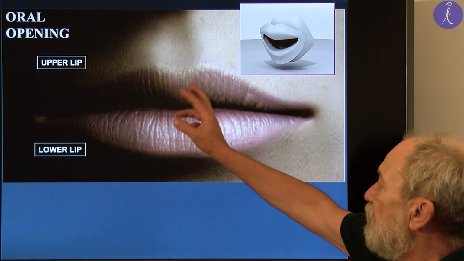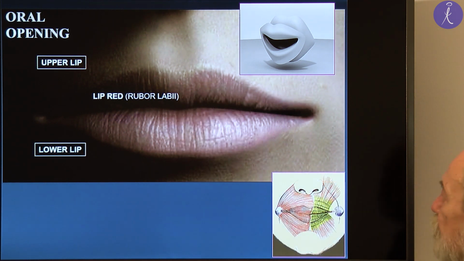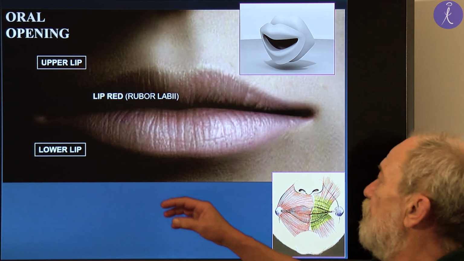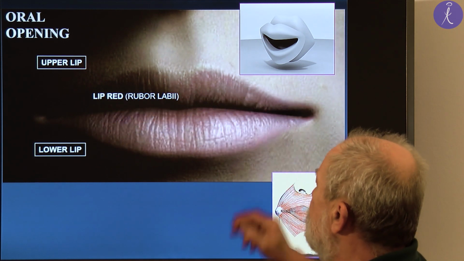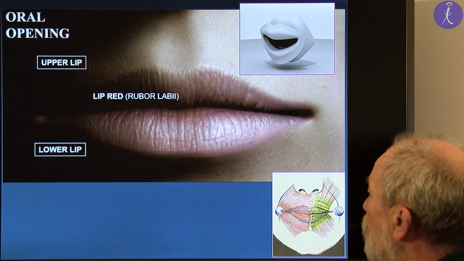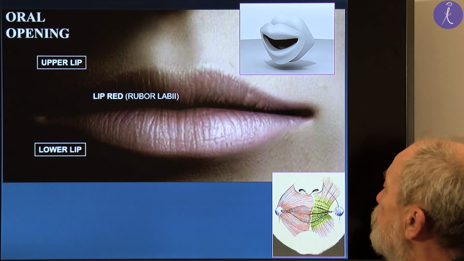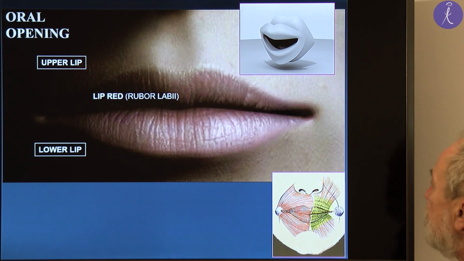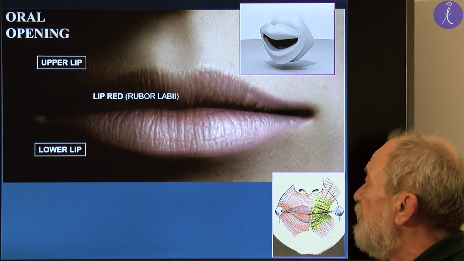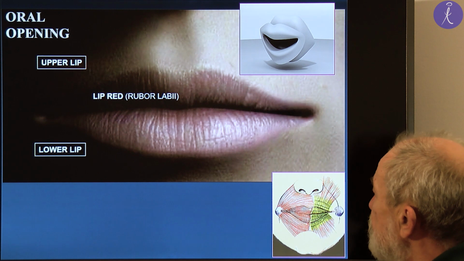The upper and lower lips are covered by a very thin skin, so the keratinization of the stratified squamous keratinizing epithelium is much less in this region, and this part contains many capillaries, and that makes it red. And that gives it a name. Lip red, or rubor labii, is the name.